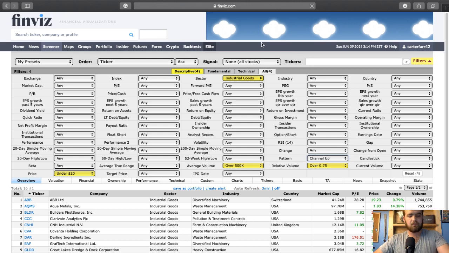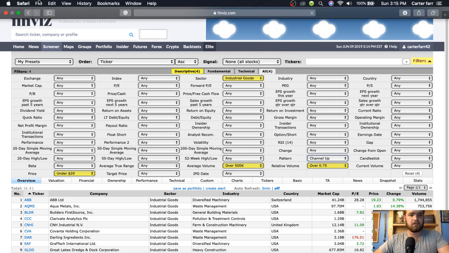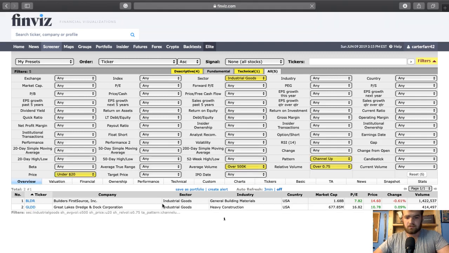Let that load up. For some reason, guys, this is really taking a while. I'm not sure what it's doing. So boom, we have two stocks that hit the scanners. Let's click charts and see how they look.